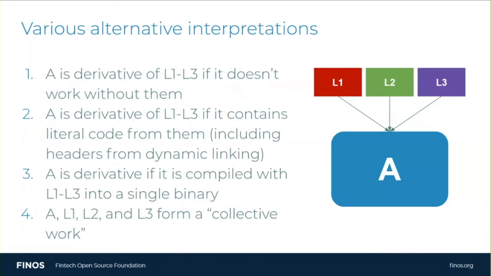One interpretation is if A isn't going to work or run without L1, L2, and L3, then it's a derivative work, no matter how it's combined with that software. Another interpretation is that A is a derivative work if and only if it contains literal code from those libraries. So if you've incorporated a library's source code into your application, then it's a derivative work, but if it contains no literal copying, then it's not. Again, I'm not saying that this is the right answer. This is just an answer that's out there.